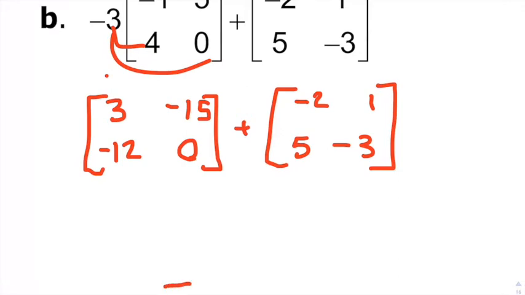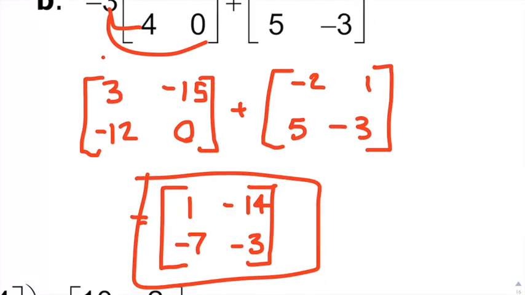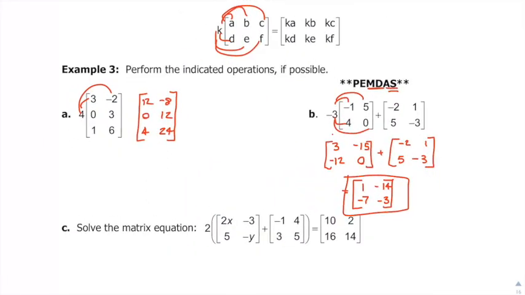Alright, 3 and negative 2 is going to be positive 1. Negative 15 and 1, that'll be negative 14. Negative 12, 5, that'll be negative 7 we had. And then 0, negative 3 will be negative 3. And that is it. That's your matrix. So, nice and easy there.